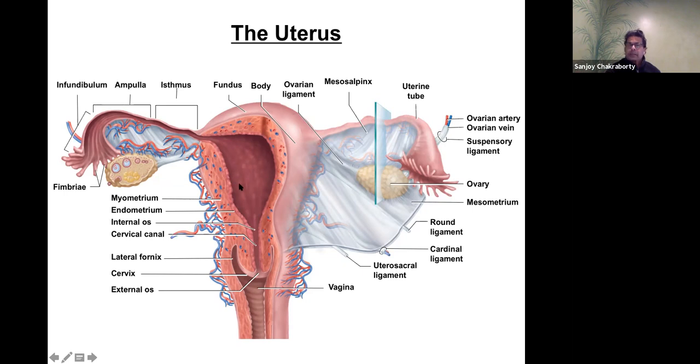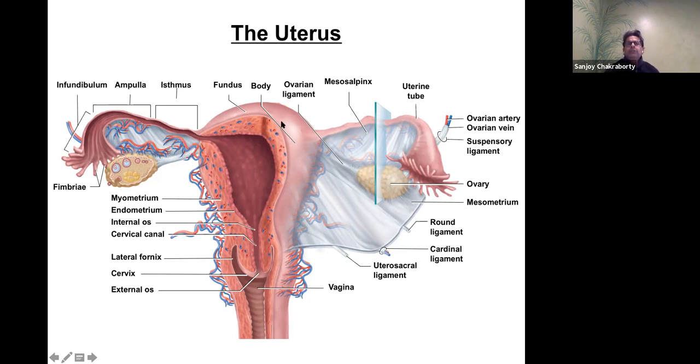Because again, they don't know whether in the next cycle that egg will be fertilized or not. So every time a new mature egg forms, they have to make this inside layer. That innermost layer of the uterus is called endometrium. The middle thickest layer is called a myometrium. Myo means muscle, so that's a smooth muscle layer. And the outside one is called a perimetrium.